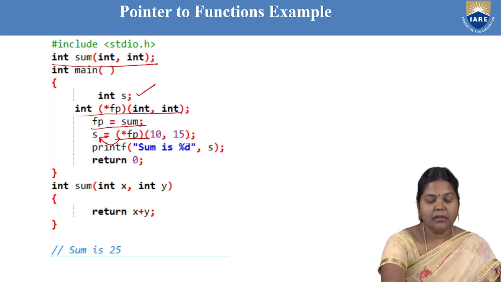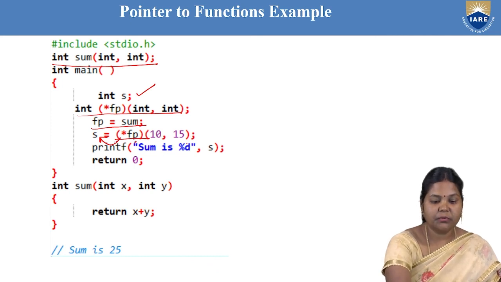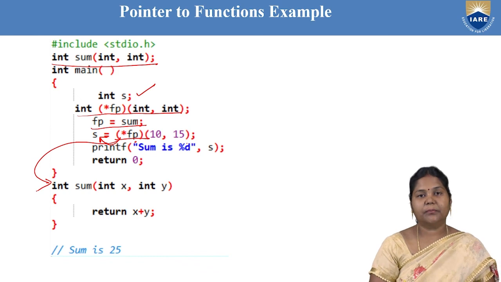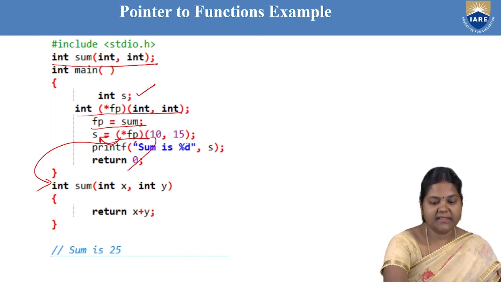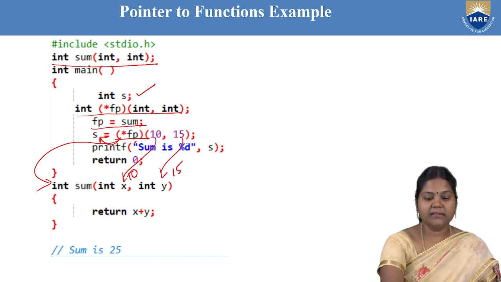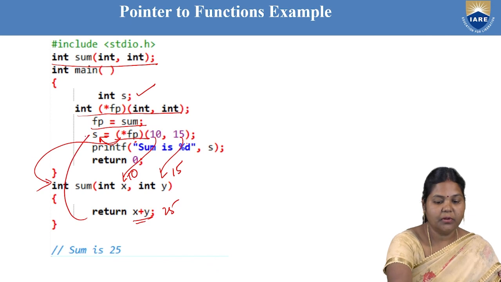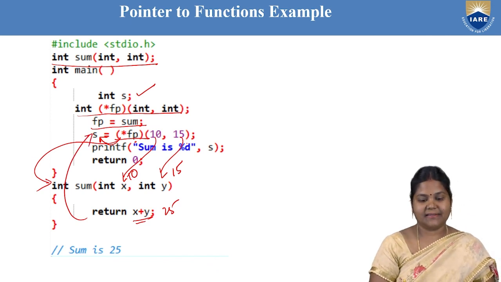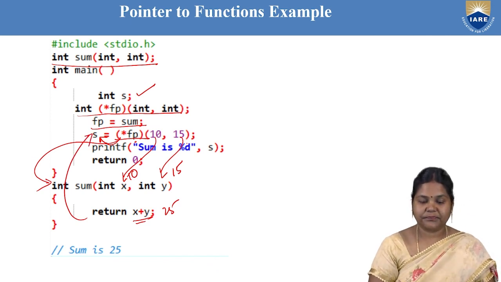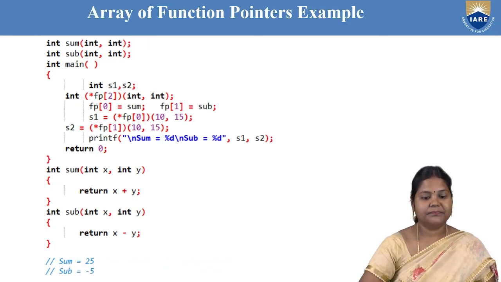Because the function pointer knows the address of sum, the function call jumps to the sum function. The value of x is 10, the value of y is 15. Now you are passing these two arguments. It is finding 10 plus 15, which is 25. It is returning 25, and the return value will be stored into the variable s, and then we are displaying the sum. So this is called pointer to function argument.